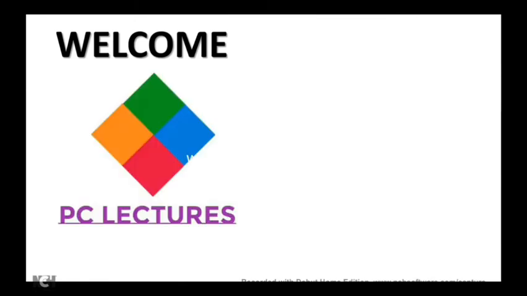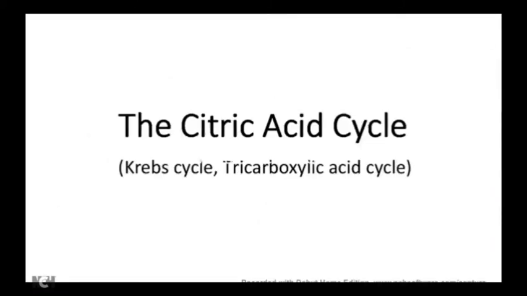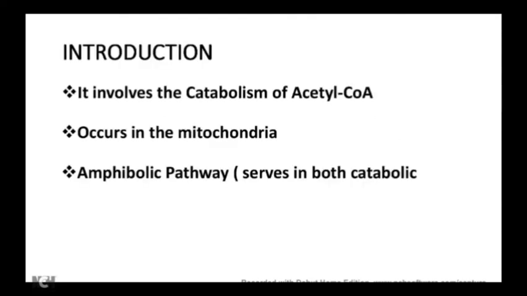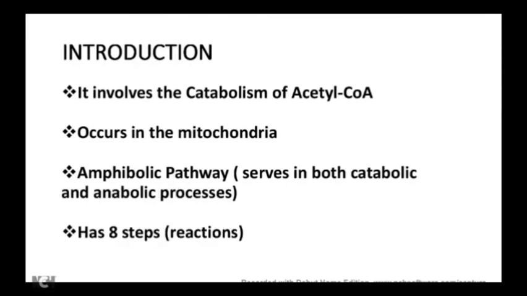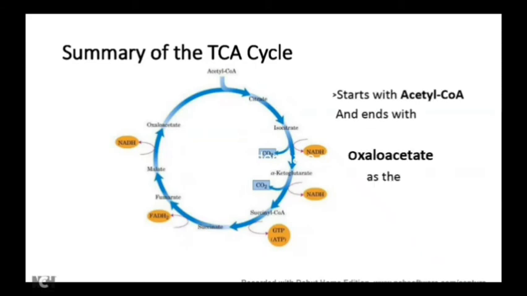In this video we are going to discuss the citric acid cycle, or the TCA cycle, and its 8 reactions. So without wasting much of your time, quickly let's get started. The TCA cycle involves the catabolism of acetyl-CoA and it occurs in the mitochondria. It's amphibolic and it also has 8 reactions. So that's the summary of the TCA cycle. As we can see, it starts with acetyl-CoA and it ends with oxaloacetate as the final product. So let's get started with the reactions.